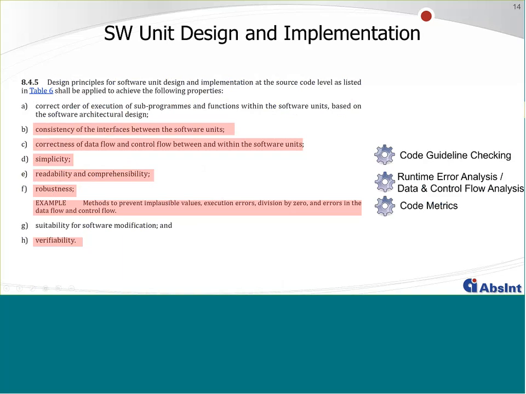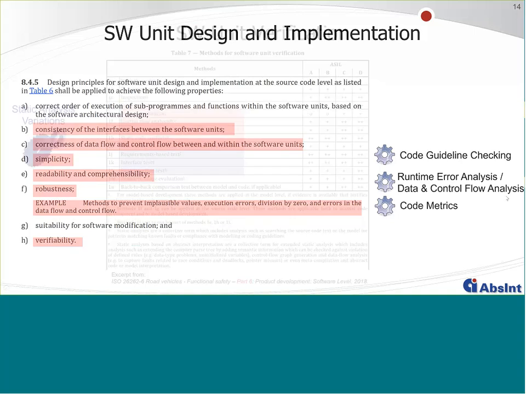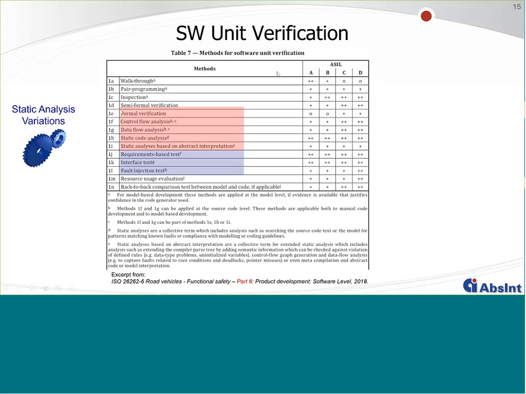Verifiability is another requirement. So here you clearly see requirements for code guideline checking, for computing and applying code metrics, and to do runtime error analysis and data and control flow analysis. Methods to do this? Well, static analysis. That's this red box you see here. Control flow analysis, data flow analysis, it's static analysis. Static analysis, of course, is mentioned as well, and you also see abstract interpretation mentioned here. And of course, ISO 26262 also requires testing as a method of verification. You'll find this in this table as well.